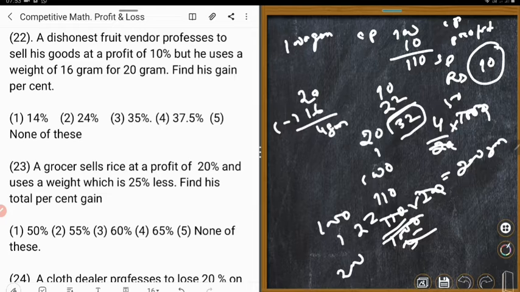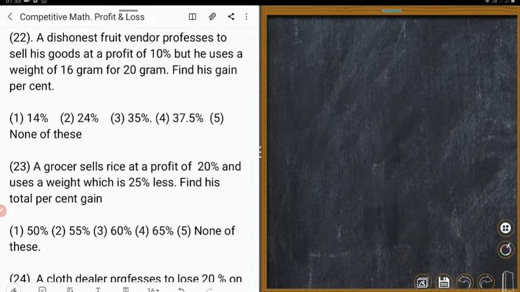Which is correct? Tell me. Number 4. How many is given? 37.5. That is 37.5. We have made some mistake somewhere. Okay. So which number? Number 22. Yes, 22.